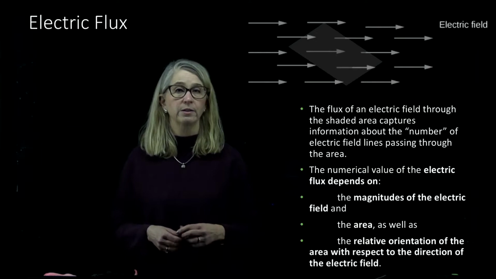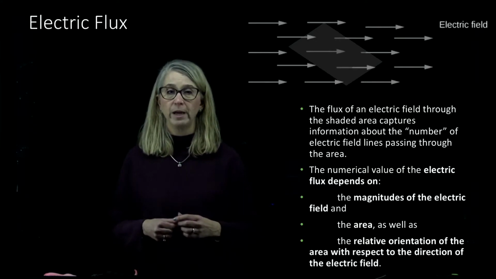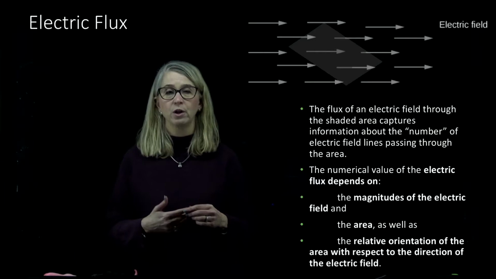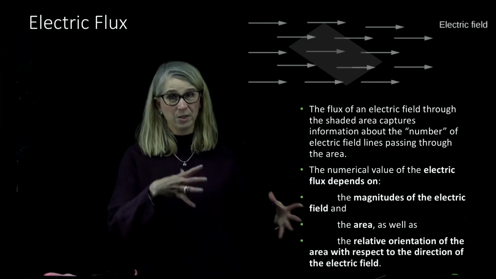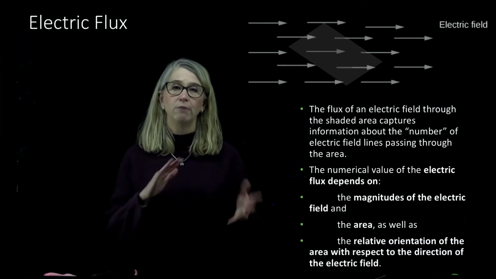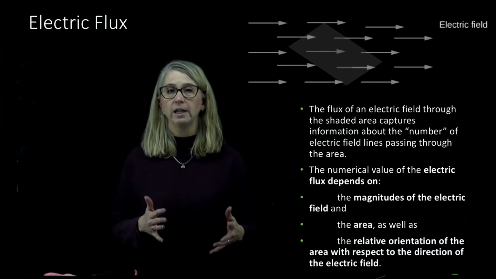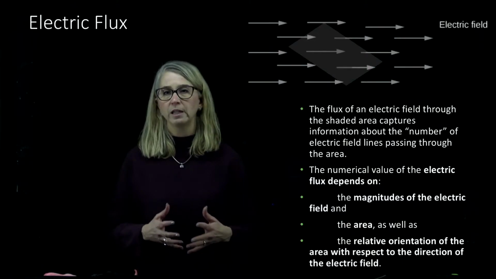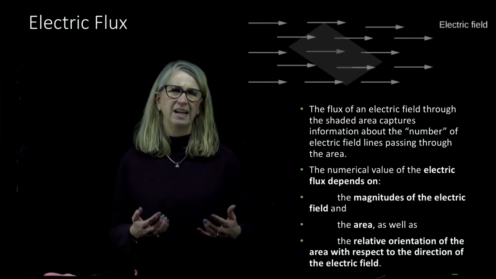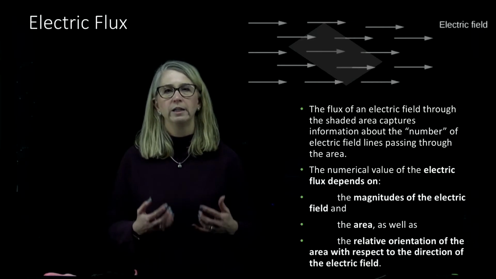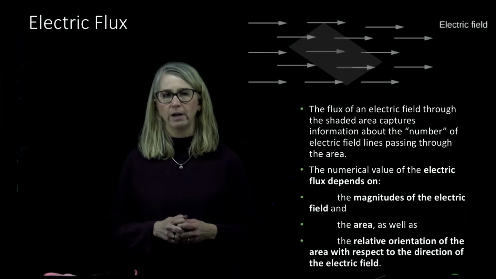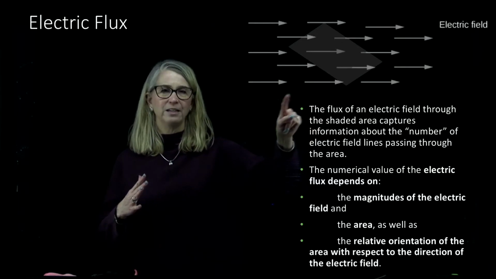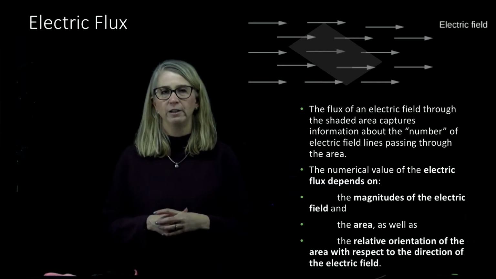Now, there's a couple of things that this measurement depends on. The flux will depend on how big the electric field is, like how strong it is, and also the area. How big is the area that I'm passing through? And finally, the relative orientation of the area and the electric field. This brings up something that's kind of weird, because I don't think in the past we've associated an area having a direction. But in this case, we do have to designate a direction for the area in order to be able to figure out how those electric field lines are oriented to the area of that shaded rectangle.